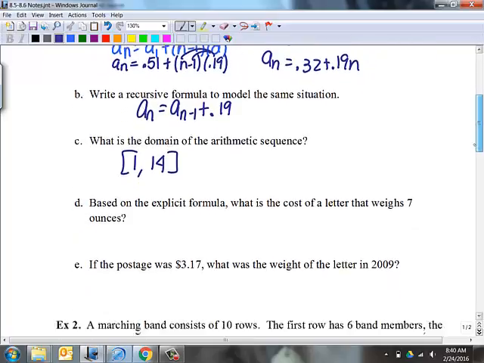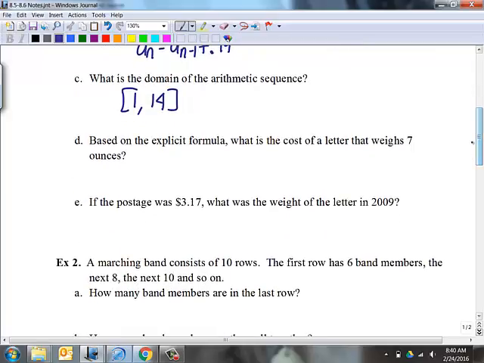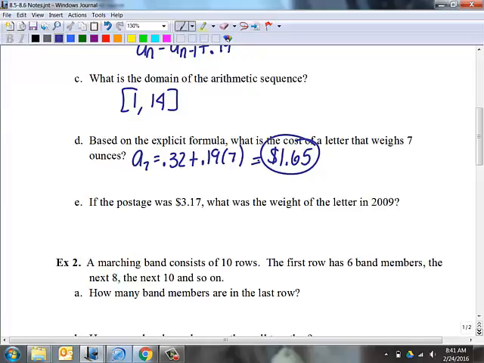And then it says, based on the explicit formula, what is the cost of a letter that weighs 7 ounces? And so all I have to do is plug in 7 for N. So 0.32 plus 0.19 times 7. And that gives you $1.65. Questions there? Did anybody have that one right? Okay, good.